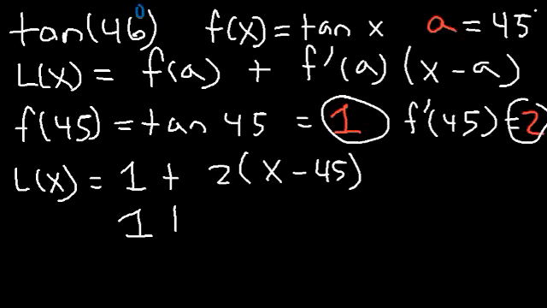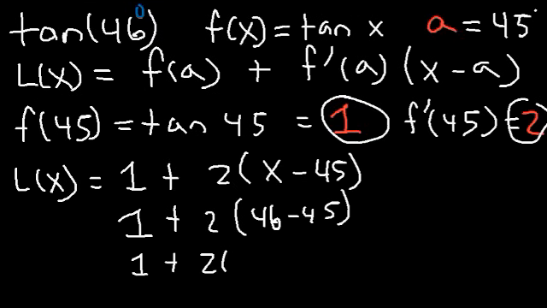is going to be 1 plus 2 times 46 minus 45. 46 minus 45 is 1. So then it's 2 times 1, which is 2, plus 1 is 3. If you type in tangent 46 in your calculator, make sure it's in degree mode. Tan 46 is 1.0355. So this is the exact answer. Notice that our answer is not close to it, so therefore we shouldn't use degrees.